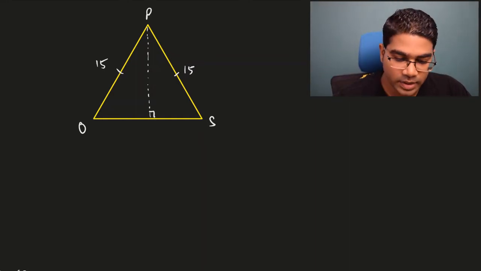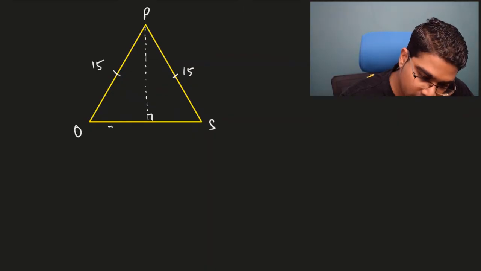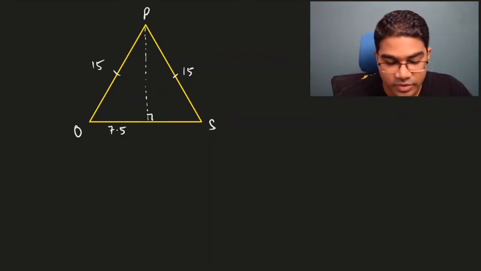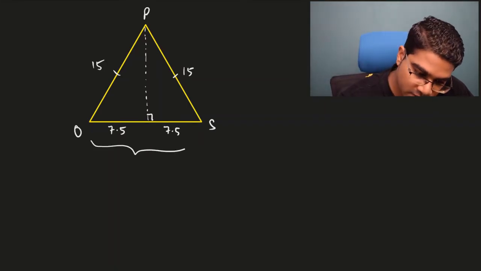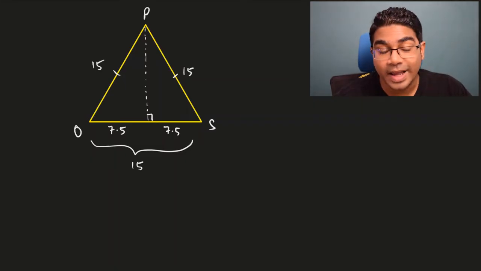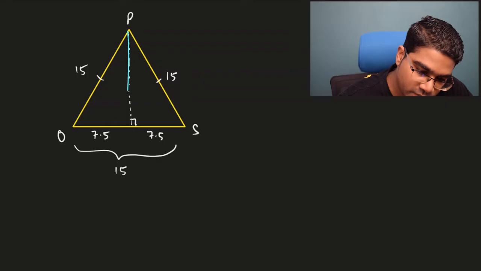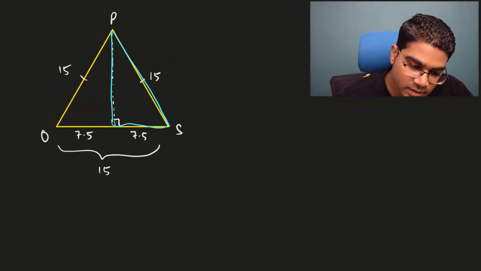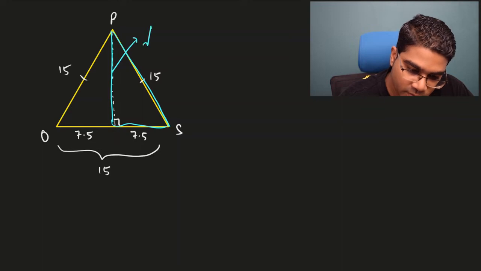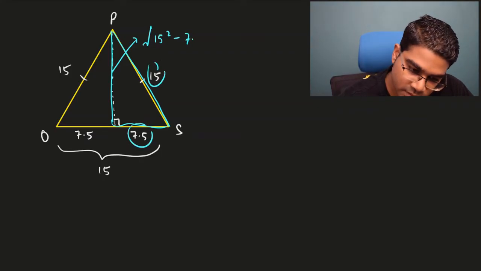So since this is an equilateral triangle, we can do this. We know that the length will be divided into exactly 2 because it's an equilateral triangle. So this is 7.5 and this is 7.5. Now we know the base is 15. Now we got to find the height. So when you want to find the height, we need to treat it as 2 right angle triangles. Whenever we have right angle triangle, we can use Pythagoras theorem. So now we can find the height. The height will simply be square root of 15 square, which is the hypotenuse, minus 7.5 square. So we are simply applying Pythagoras theorem here.